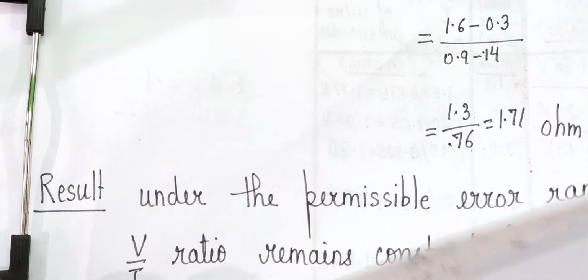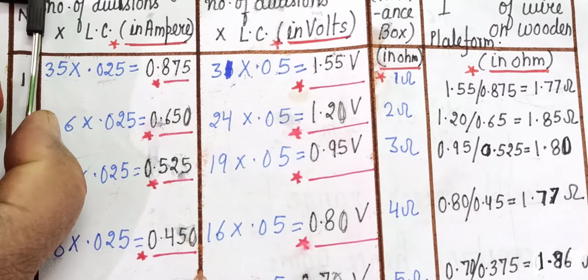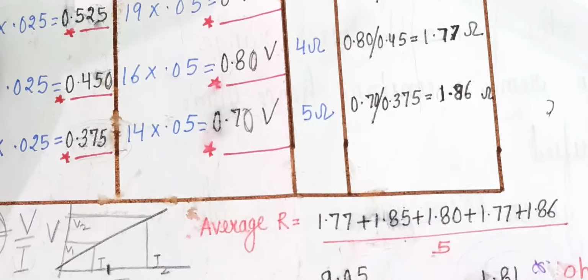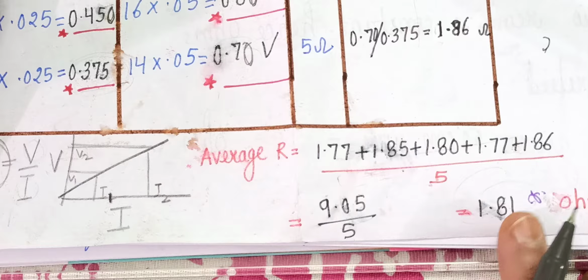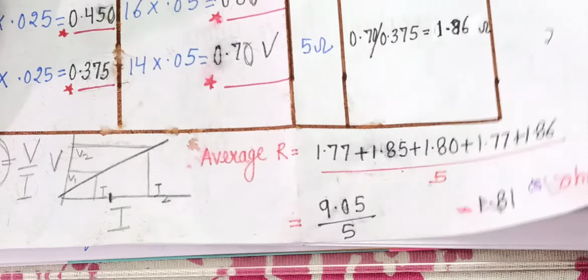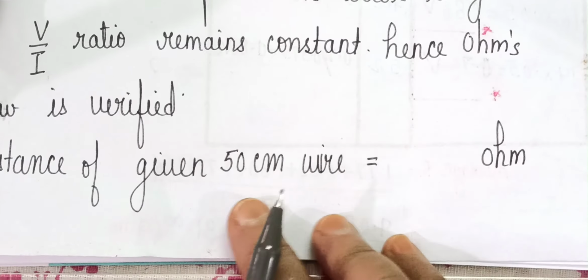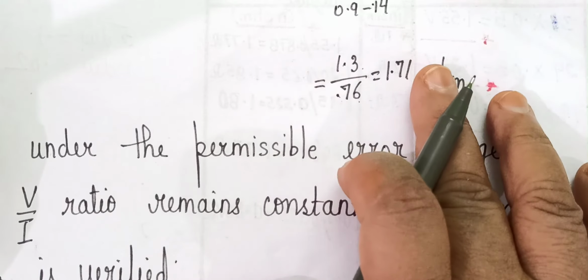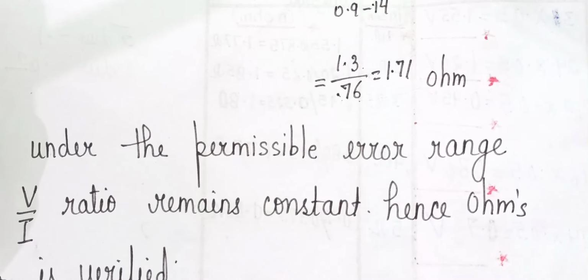The result which we had from our observations, that is 1.81, and the result which we are having from our graph, that is 1.71, and this difference remains there because there are systematic and random errors which occur when we take the observations.